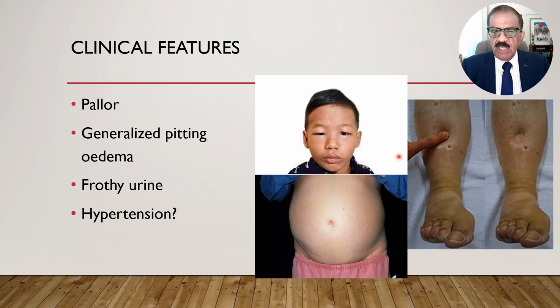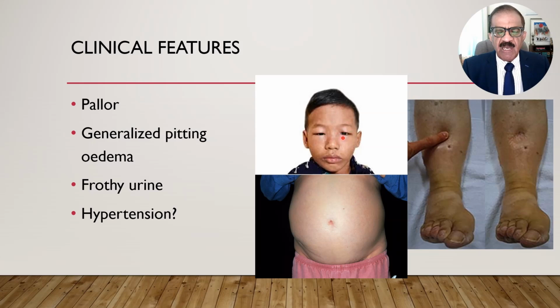Now these are the clinical features. These people are usually very pale because they may be anemic, but actually because there is increased fluid in the skin, the distance between capillary and the skin increases and the red component is diminished. So these children look very pale, and there may be facial edema, there may be generalized edema, pitting edema, and more marked on the face.